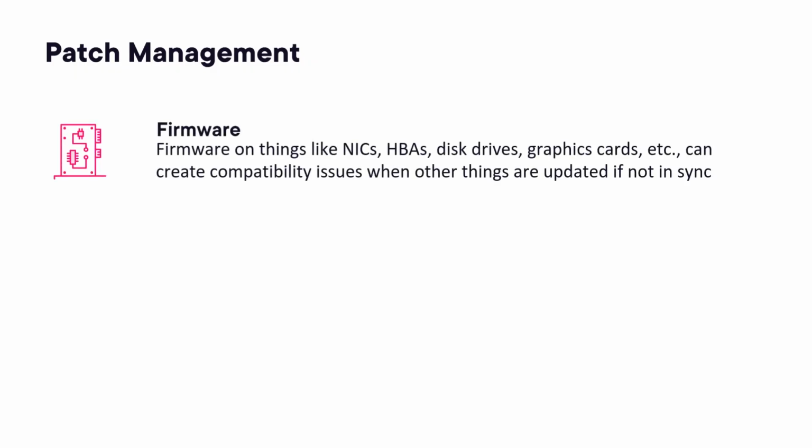Next, let's talk about patch management. When it comes to patching, we have a few things. Firmware is the software that runs chips and pieces of infrastructure, things like network interface cards or NICs, bus adapters, disk drives, graphics cards. By not updating firmware, or by updating firmware out of sync, it can sometimes create compatibility issues when other things are updated and it's not in sync. So if you update the firmware on something and it conflicts with the other components within your machine, you may have to do an upgrade kind of top to bottom to make sure everything stays in sync.